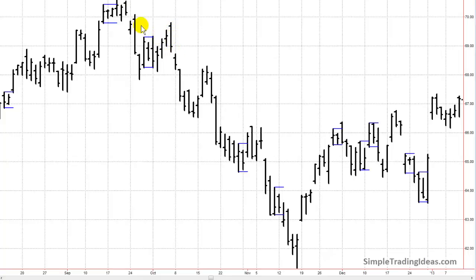Stop's still not getting hit. So the longer term traders, they may just flat out leave it and let that run its course all the way down. Okay. All right. So that's one way that longer term traders may do it.